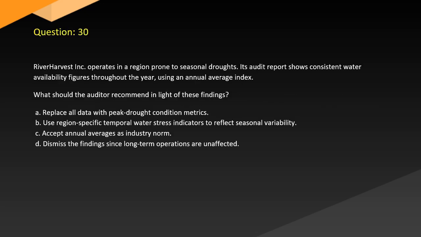Question 30. River Harvest Inc. operates in a region prone to seasonal droughts. Its audit report shows consistent water availability figures throughout the year using an annual average index. What should the auditor recommend in light of these findings? A. Replace all data with peak drought condition metrics. B. Use region-specific temporal water stress indicators to reflect seasonal variability. C. Accept annual averages as industry norm. D. Dismiss the findings since long-term operations are unaffected.